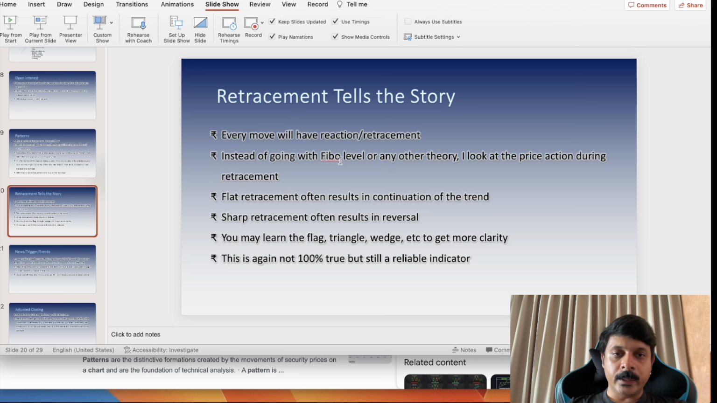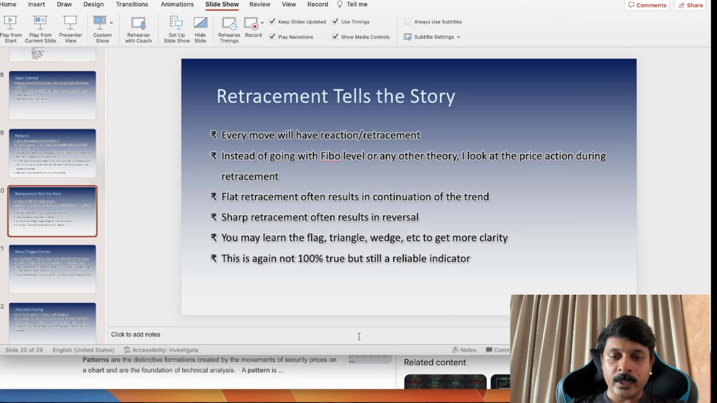Retracement tells the story. I think I covered this one already. Every move will have a reaction or retracement. Instead of going with Fibo levels or any other theory, I look at the price action during the retracement. Flat retracement often results in a continuation of the trend, and sharp retracement often results in reversal. You may learn flags and triangles, same thing.